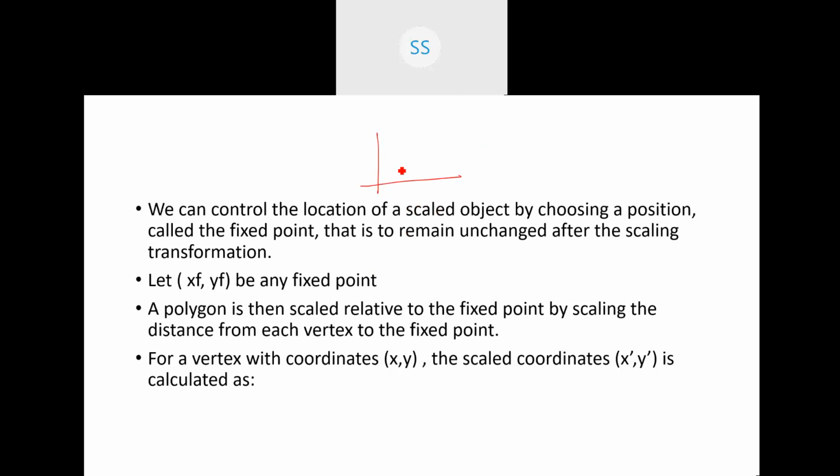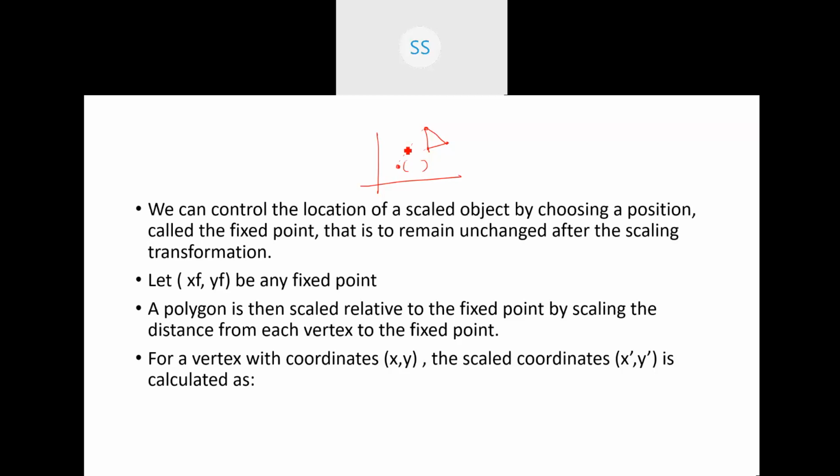With respect to a particular point, I will determine this. Suppose I have a polygon. What I'm going to do is, with respect to this point, I'm going to scale my object. Then it stays right there and its size increases or decreases. Because now it is not the origin, it is with respect to this point.